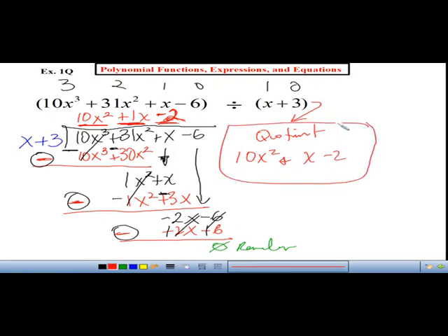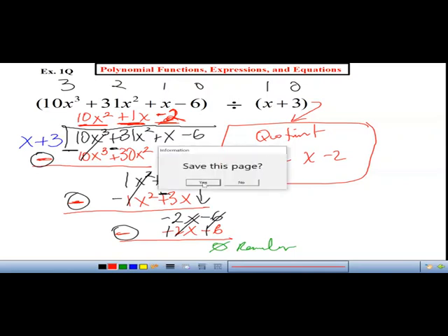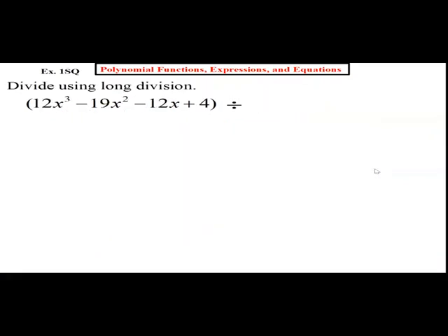Hands if you got that. I'm going to give you one for you to do by yourself. Here we go.